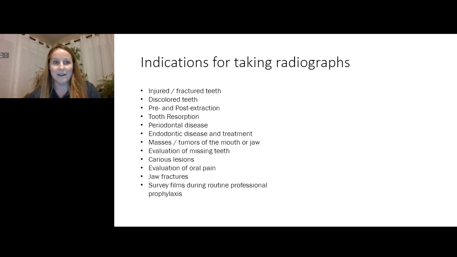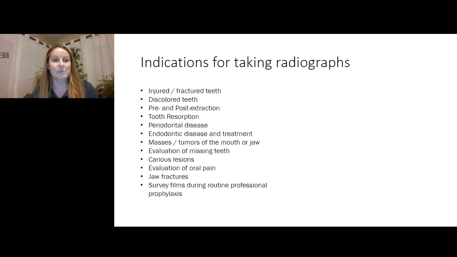So let's get started. We'll talk a little bit about why we would take dental radiographs, and then we're going to go through what we need to take dental radiographs, and then from there we're going to go into how to interpret them. So why would we want to take radiographs in practice?